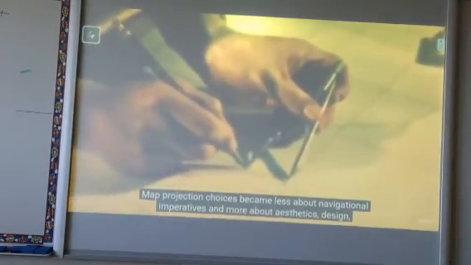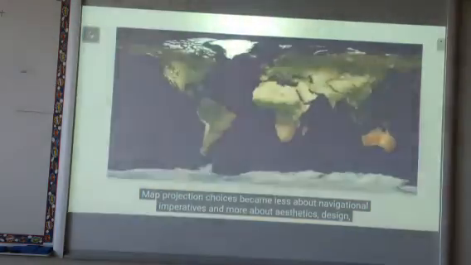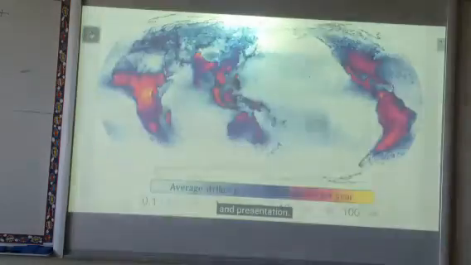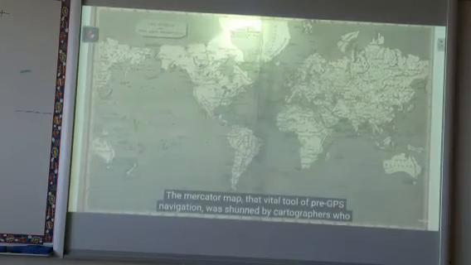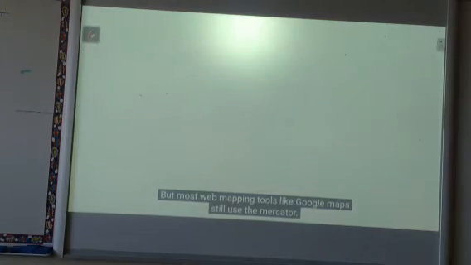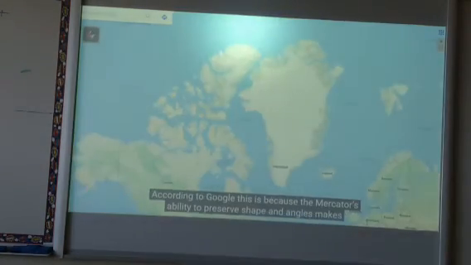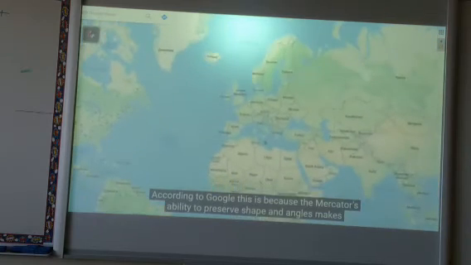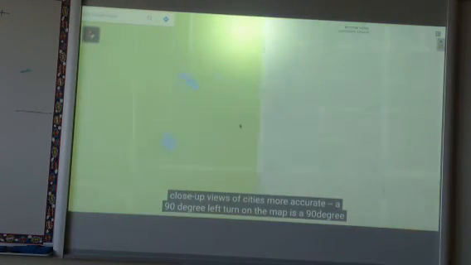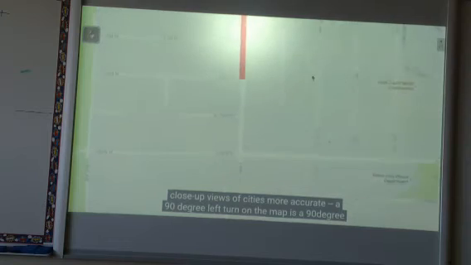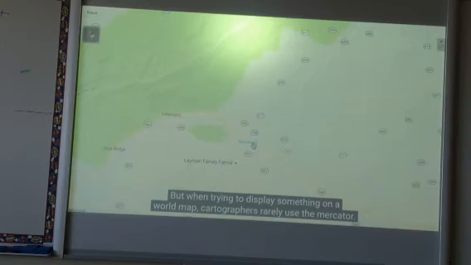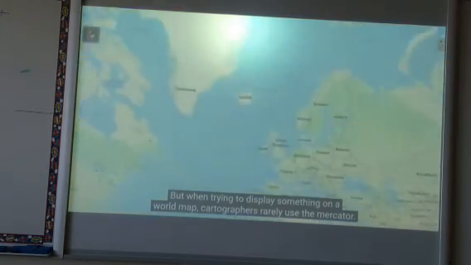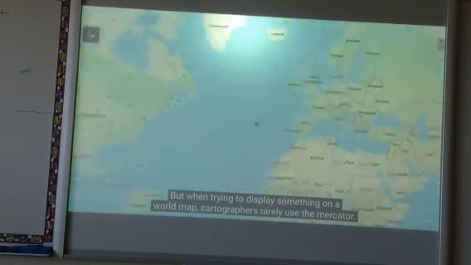Map projection choices became less about navigational imperatives and more about aesthetic, design, and presentation. The Mercator projection, that once vital tool of pre-GPS navigation, was shunned by cartographers who now saw it as misleading. But even still, most web mapping tools like Google Maps use the Mercator. This is because the Mercator's ability to preserve shape and angles makes close-up views of cities more accurate. A 90-degree left turn on the map is a 90-degree left turn on the street that you're driving down. The distortion is minimal when you're close up, but on a world map scale, cartographers rarely use the Mercator.